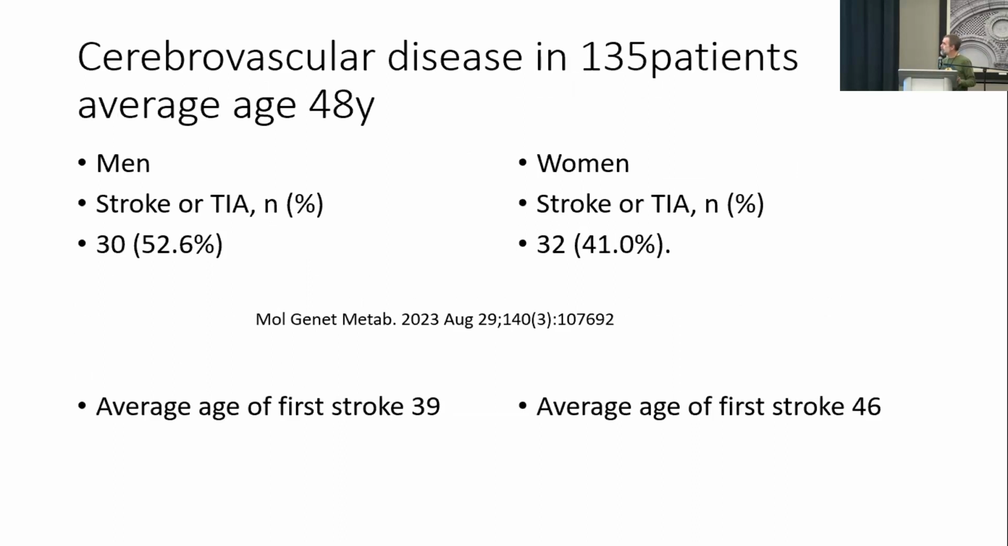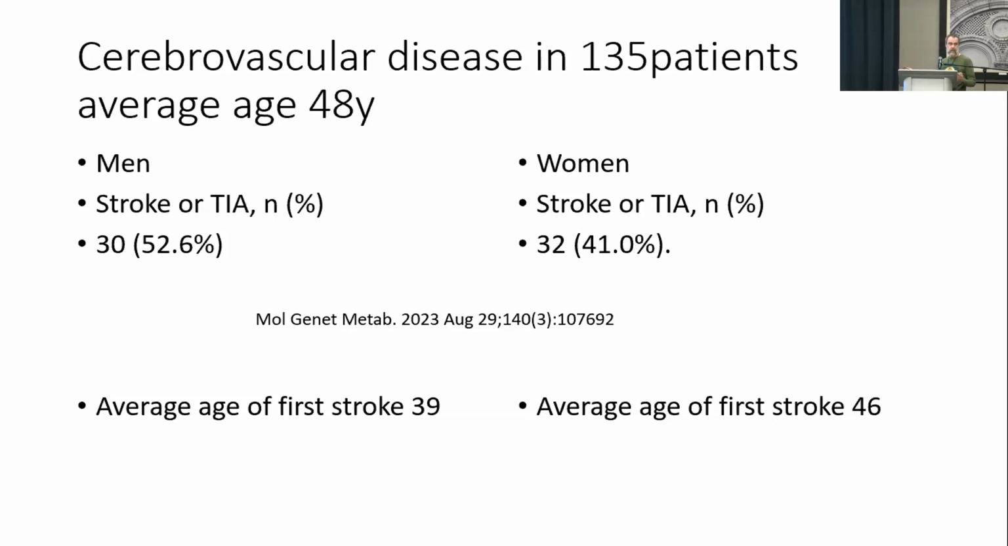Okay, cerebrovascular disease, stroke is very common. This top layer or top couple of columns is from a brand new paper published in August of this year. One of the things included in the paper was stroke incidence. It is an older population of patients with Fabry disease, average age 48. And in the men, in this study, it was 135 patients. 52% of the men had had a stroke or a TIA or more than one, and 41% of the women. Those are very high risks.